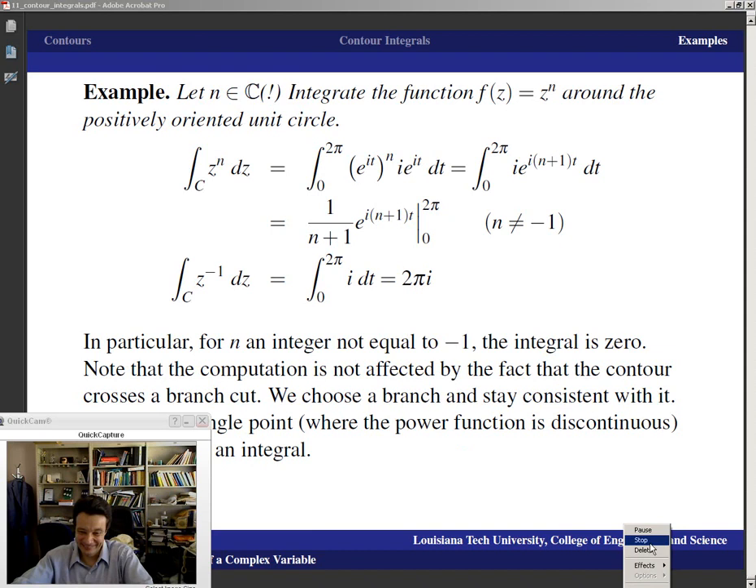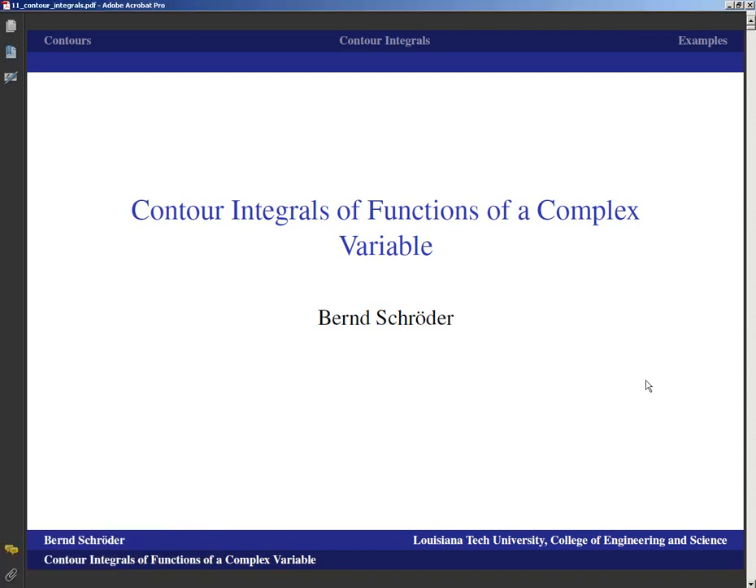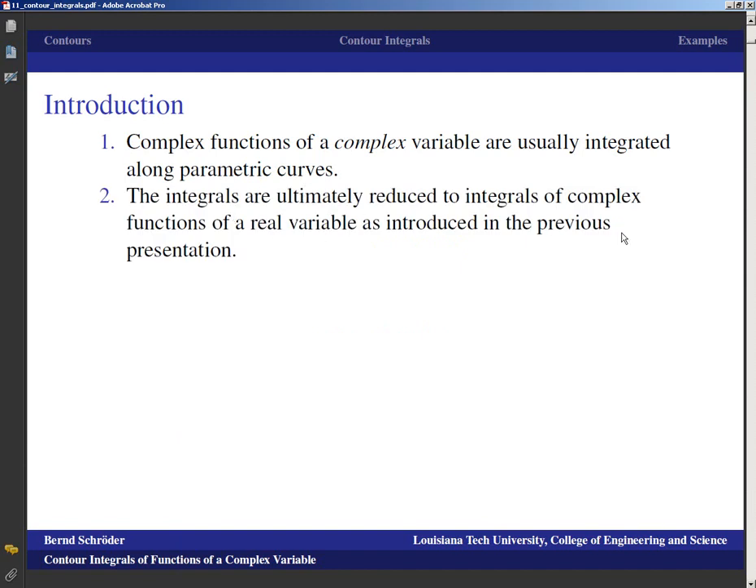Right, so now that definite integrals of functions of a complex variable have been defined, we can go straight to contour integrals. And the idea is that complex functions of a complex variable are usually integrated along parametric curves, and the integrals are ultimately reduced to integrals of complex functions of a real variable as introduced in the previous presentation.